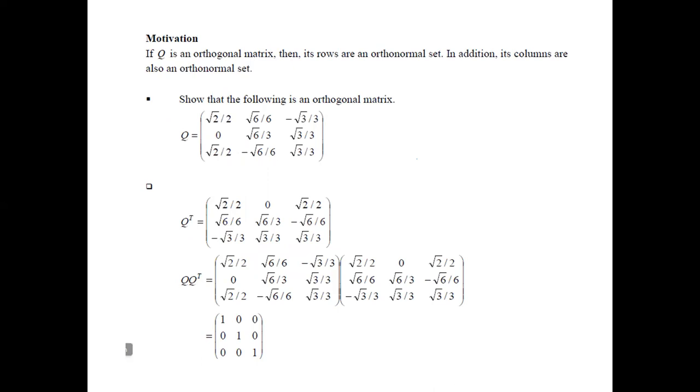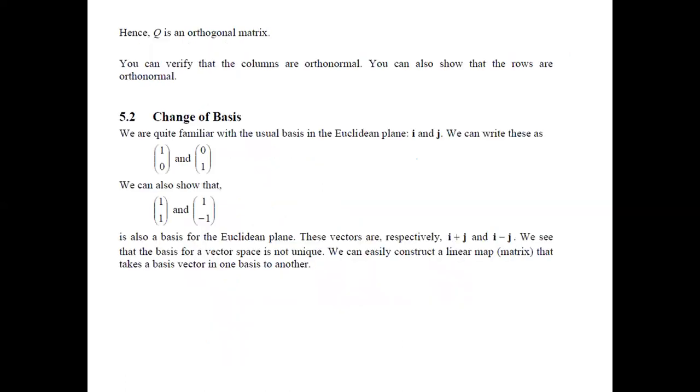What is the motivation? Why are we so interested in orthogonal matrices? If Q is an orthogonal matrix, then its rows are an orthonormal set. In addition, its columns are also an orthonormal set. Show that the following is an orthogonal matrix Q. All you need to do is just find Q transpose and get the identity matrix. Hence, Q is an orthogonal matrix. You can verify that the columns are orthonormal. You can also show that the rows are orthonormal.